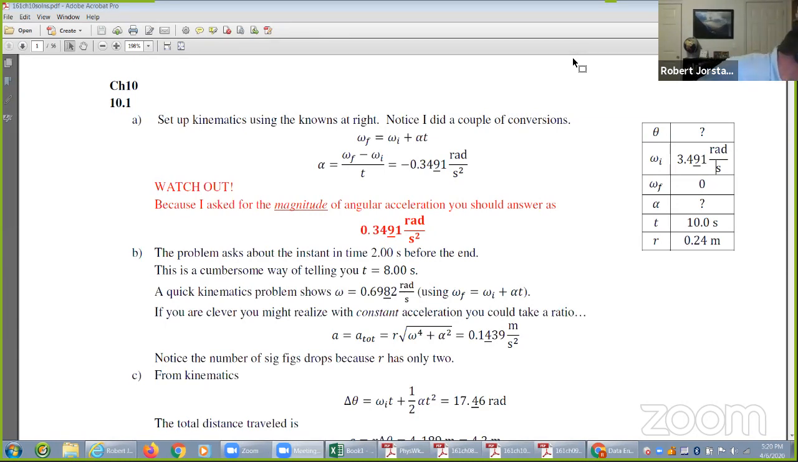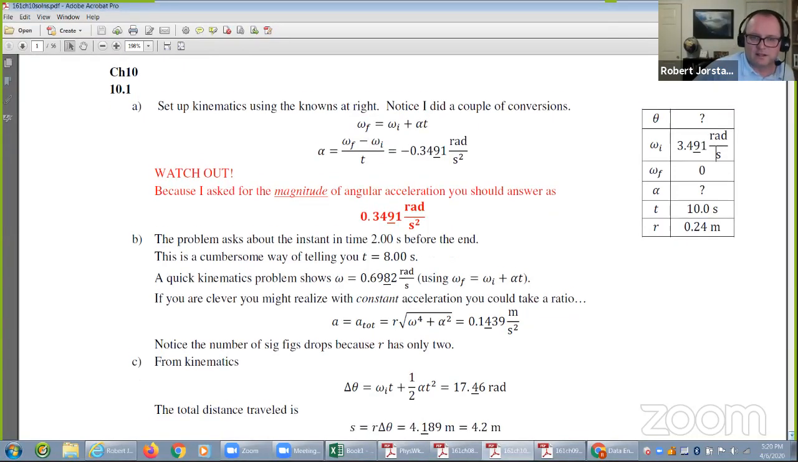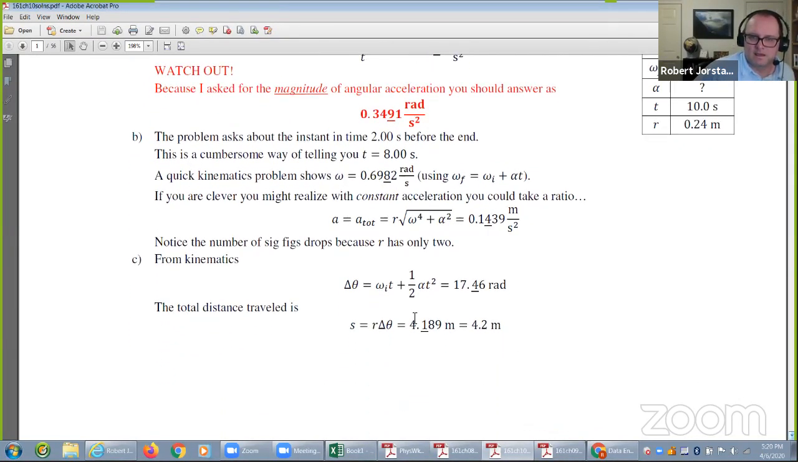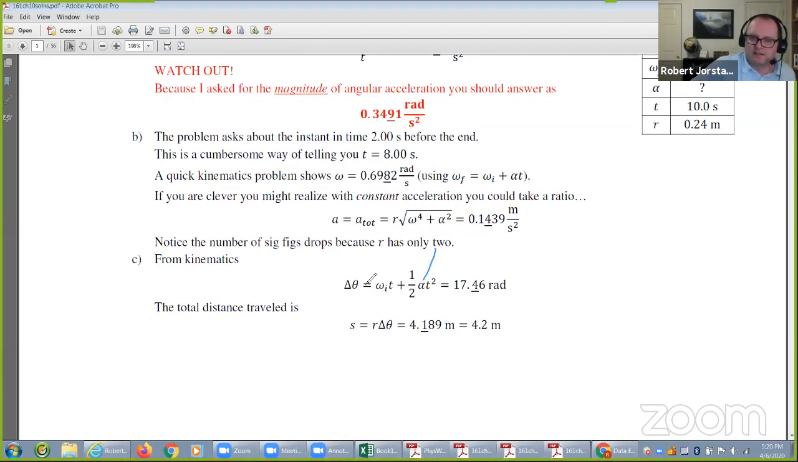All right. And then finally, in part C, you could do this in a couple of different ways. Here's the way that I chose to do it. Because I know what alpha is and omega initial already, it's pretty easy for me to get delta theta. And notice I got it in units of radians. If I do that, remember that radians times anything is unitless. So 0.24 meters times whatever delta theta was, 17.46 radians.